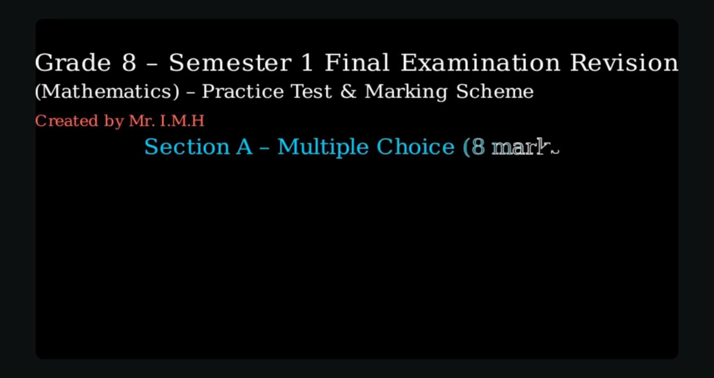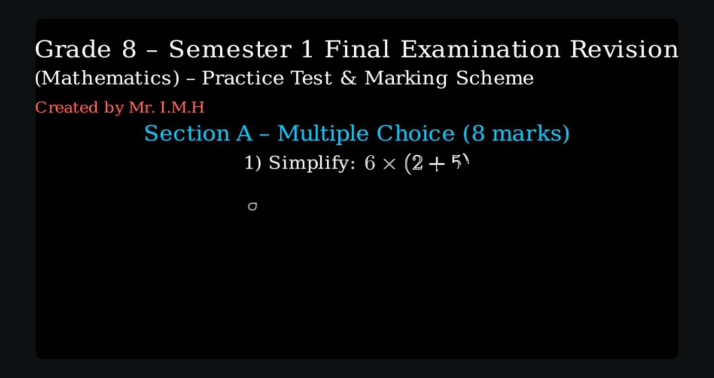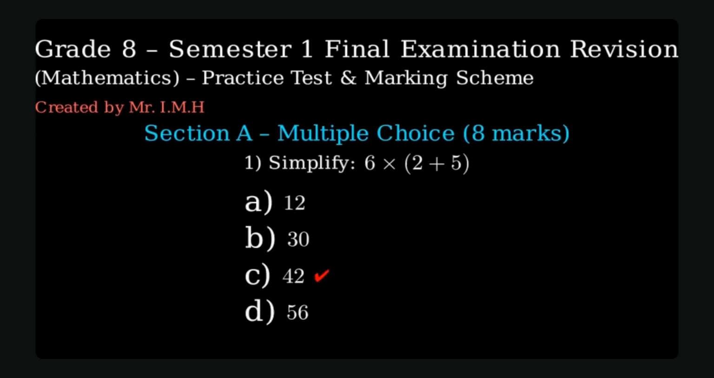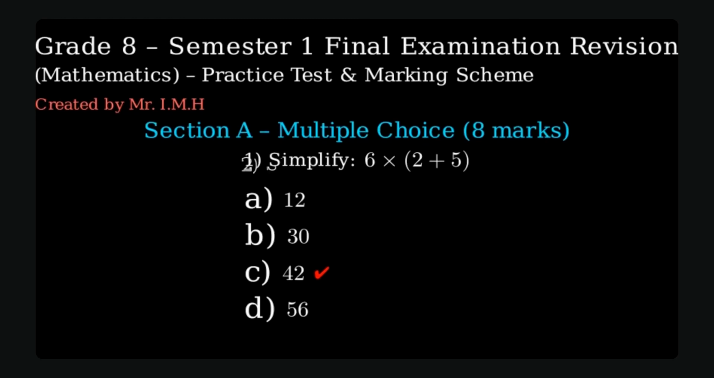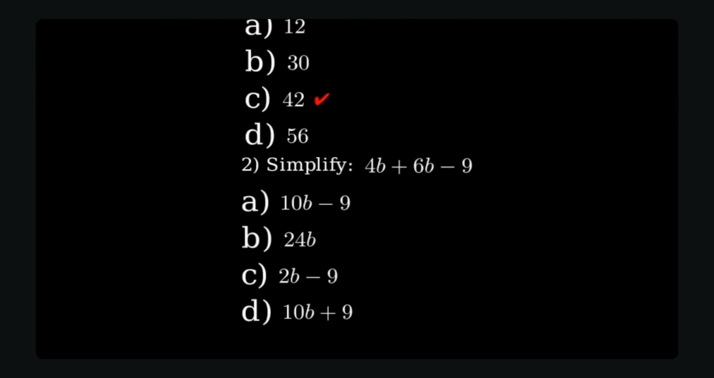Section A, multiple choice. I will read the question, then reveal the answer with a red check mark. Question 1. Simplify. 6 times, open parentheses, 2 plus 5, close parentheses. The correct choice is 42. Question 2. Simplify. 4b plus 6b minus 9. The correct choice is 10b minus 9.